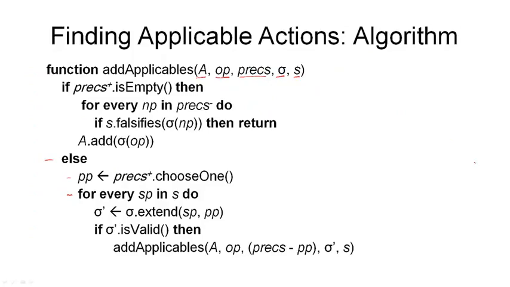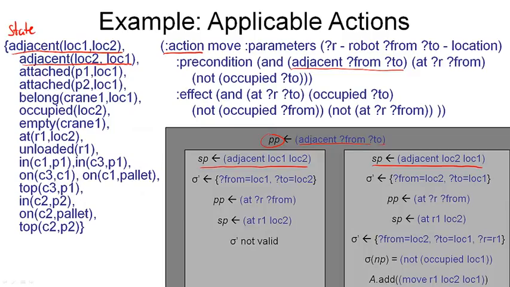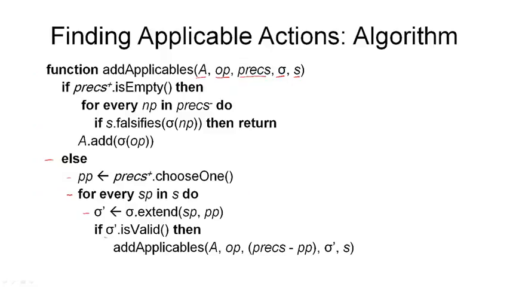The next step in the algorithm then is to extend the substitution such that SP and PP match, and we can see this has happened here. I'll go through the first case on the left here. We've extended the substitution such that the variable from our precondition must be location 1 and 2 must be location 2. So that adjacent loc1, loc2 matches what we have here in our substitution. The algorithm then continues with the recursive call because the substitution is still valid, and it simply removes that positive precondition from the preconditions that we still need to do.